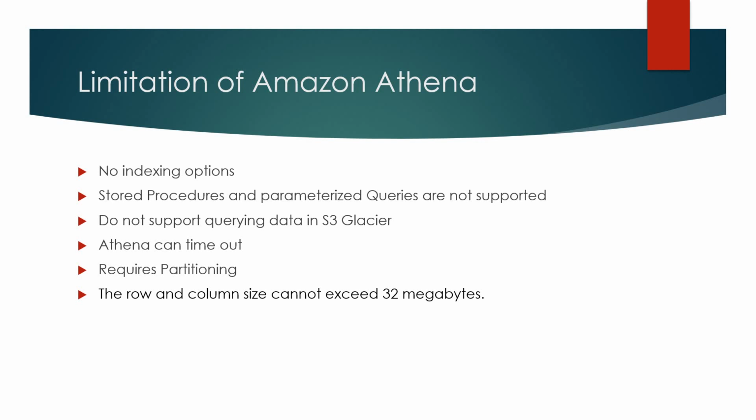It requires partitioning in order to enable efficient queries. Data must be partitioned and managed according to its needs. And the row and column size cannot exceed 32 megabytes. These are some of the limitations of Amazon Athena.